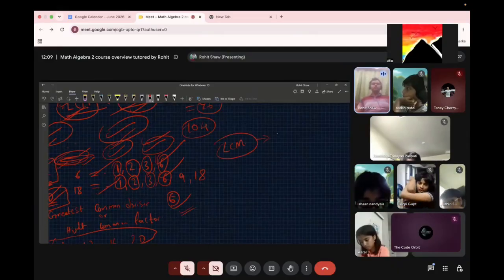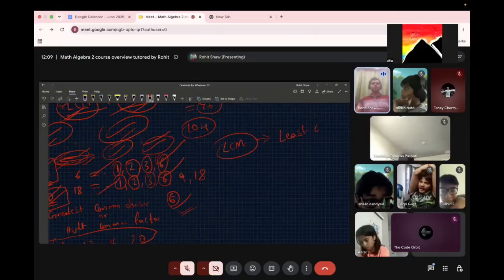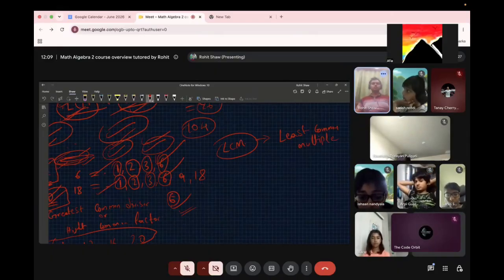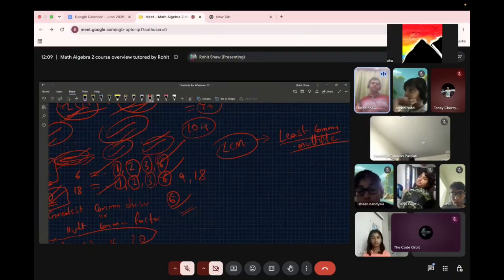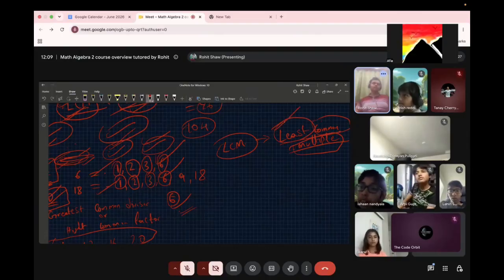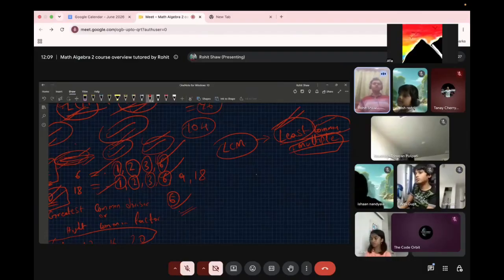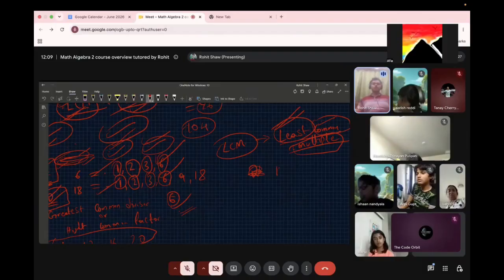LCM, the full form is least common multiple. As the name suggests, you can break it down. It has to be a multiple which is common and it is least, so it is the smallest. As I said common, it means there must be two numbers in between. Let's take 12 and 8.